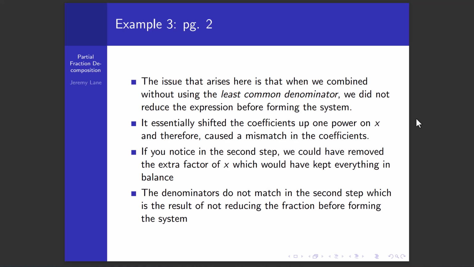So this example demonstrates that if you are not finding least common denominators before you do the decomposition, your coefficients could be off. And again, the systems of equations approach is going to bring this to light by showing you some kind of inconsistent system.